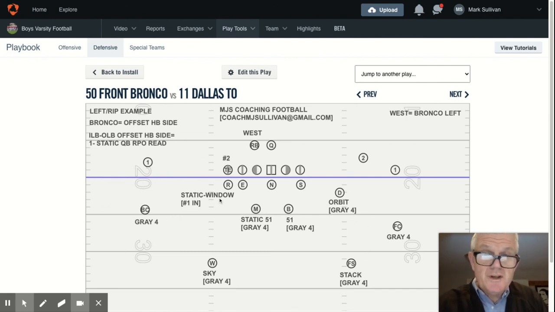It's grade 4, except for the outside linebacker on the side of the halfback, who is static, not moving on purpose, so the quarterback doesn't have a read. So he can go opposite the movement of the outside linebacker. And that's both run and pass.